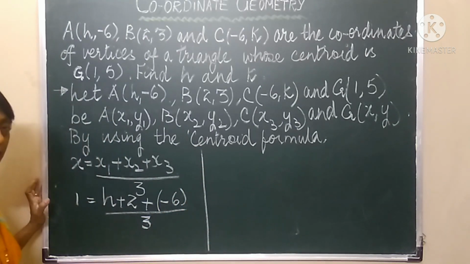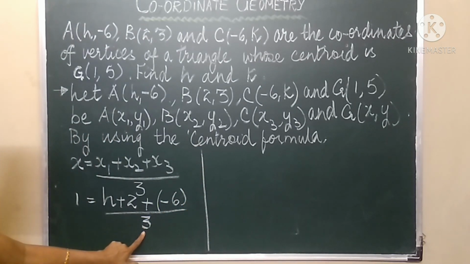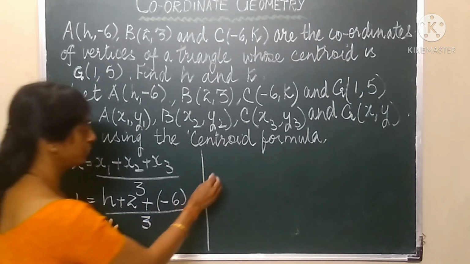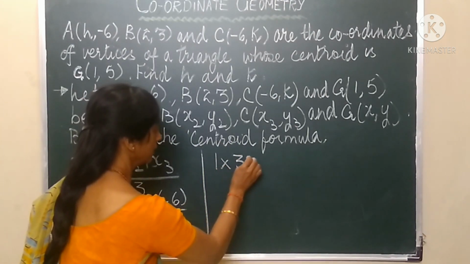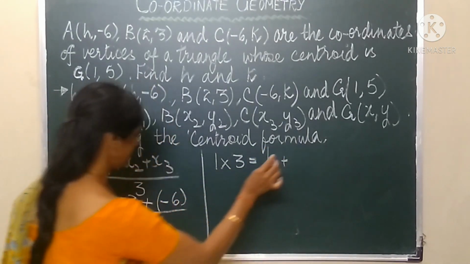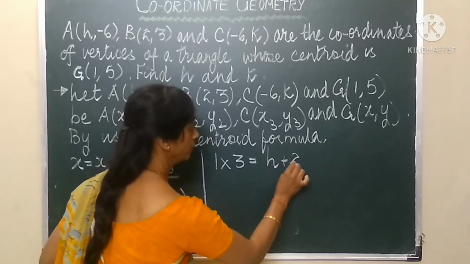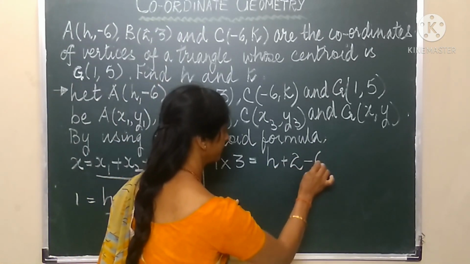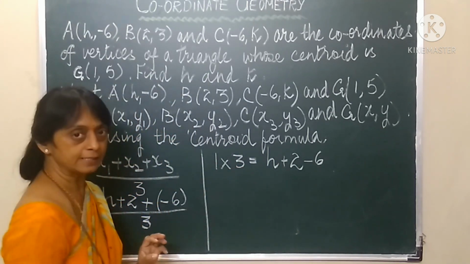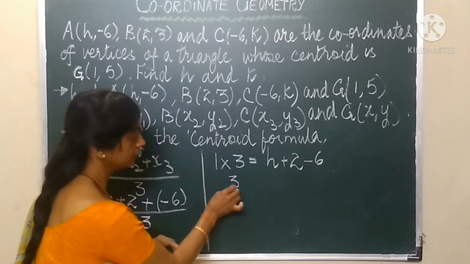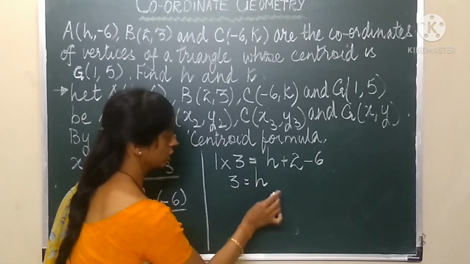To move on with our calculations, 3 is performing division. When it goes on the other side, multiplication. So 1 into 3 giving you on the right hand side h plus 2. Let's open the bracket. Plus into minus is minus. On the left hand side, to perform the operations, 3 ones are 3, which is equal to h.